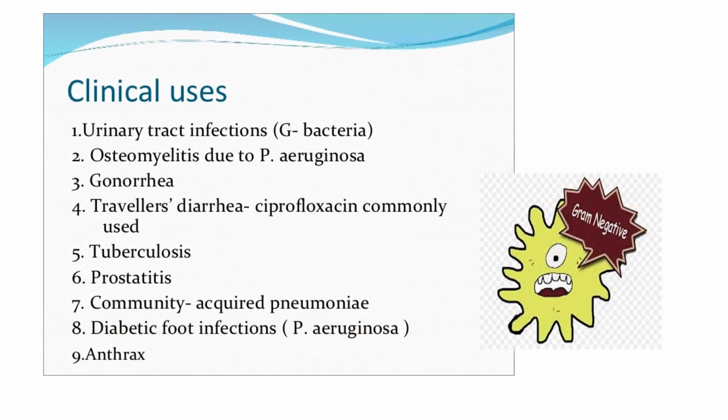Coming to the clinical uses of ciprofloxacin: UTI, that is gram-negative bacteria causing UTI, osteomyelitis due to Pseudomonas aeruginosa, gonorrhea, traveler's diarrhea. Ciprofloxacin is usually used, and all these conditions are caused by gram-negative bacteria. Some intracellular pathogens like tuberculosis. Then prostatitis, community acquired pneumonia, diabetic foot infection usually by Pseudomonas aeruginosa, and anthrax. In all these we can prescribe ciprofloxacin.